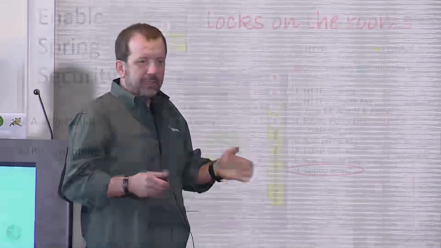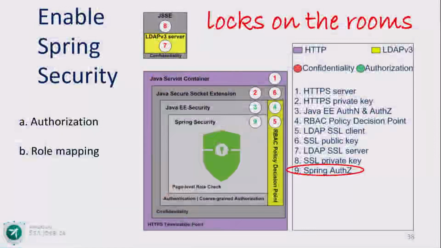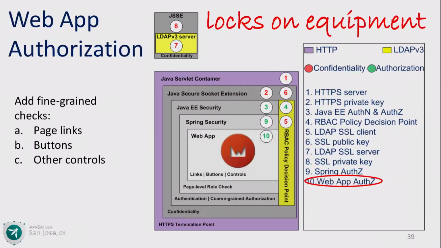Okay, back to our layers. We're now halfway in. We want to put the locks on the room doors. So we're going to use Spring Security, and we're going to establish a mapping between a role and a page. To say to hit page 1, you got to have role 1. To hit page 2, you got to have role 2. Now we're in the web app. Now we got to get the programmers involved.